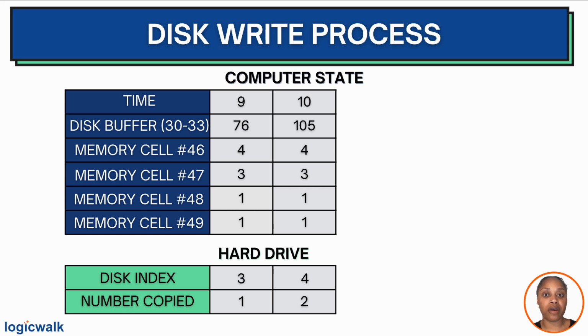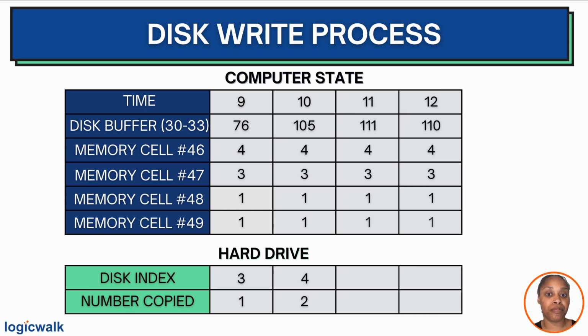At time 11 and 12, the computer state will remain the same, and the hard drive will write the ASCII value from memory cells 32 and 33 into disk index 5 and 6, respectively. And at time 11, the number copied will change to 3. And then at time 12, the number copied will change to 4.